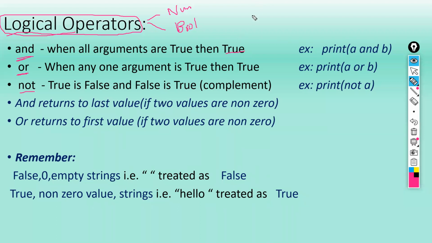When all arguments are true, then true. Let's take A equal to true, B equal to false, if I take Boolean. So what happens is, if I say A and B, so true and false. What does it define?